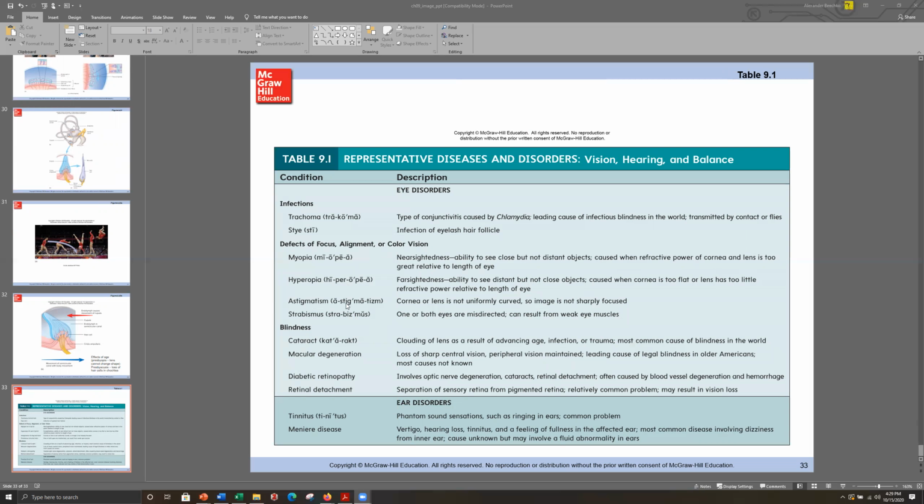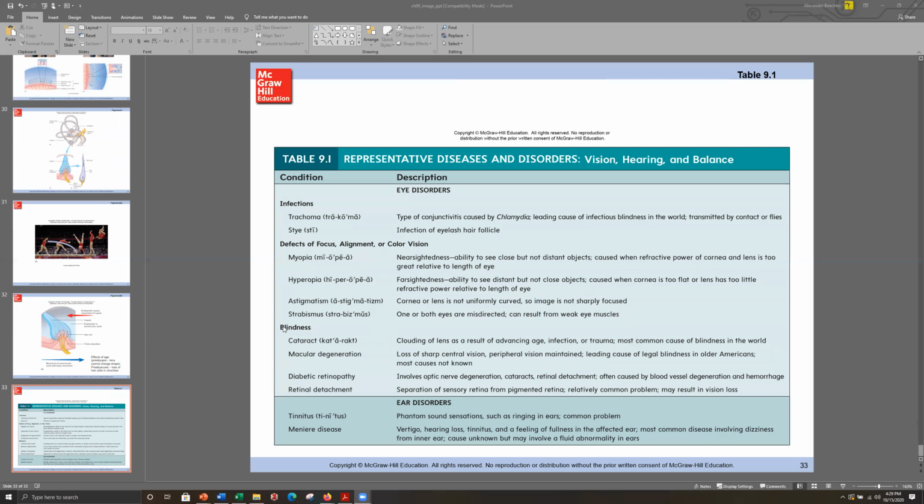And then finally, you can have an astigmatism, a cornea or lens that's not uniformly curved, so the image can't be sharply focused. And then strabismus, where one or both eyes are misdirected, which can result from weak eye muscles. The best way to correct that is to cover up the stronger eye with an eye patch and force the weaker eye to compensate for that.